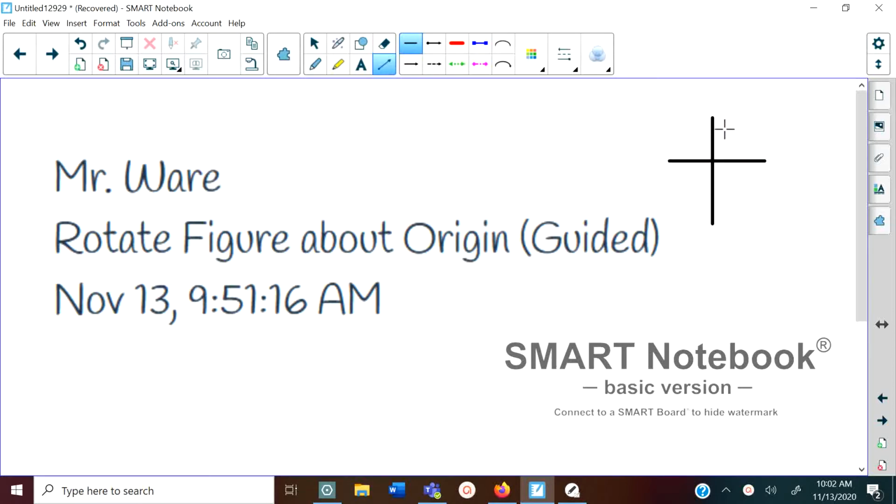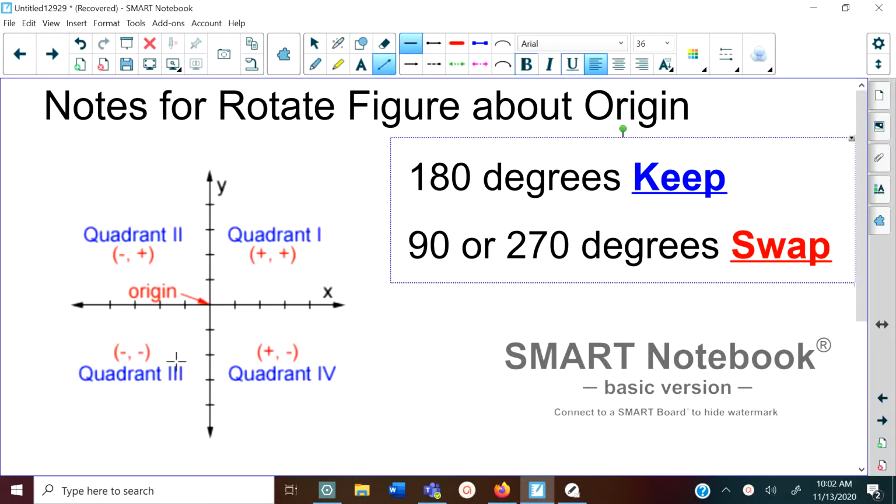Okay, so in order to do that, you need to take a look at two important things. These are the notes to rotate a figure about an origin. In order to rotate a figure about the origin, two things you need to keep in mind are the quadrants: quadrant 1, quadrant 2, quadrant 3, and quadrant 4 on a coordinate plane, and what the signs are going to be. If you can't remember it, it's important to write these notes down. Quadrant 1 is positive, positive, quadrant 2 is negative, positive, and so on. Okay, that's one thing to keep in mind.